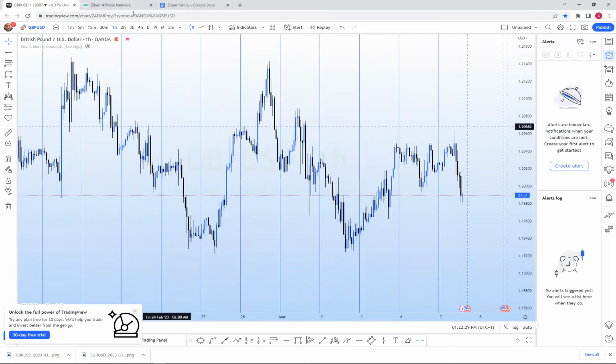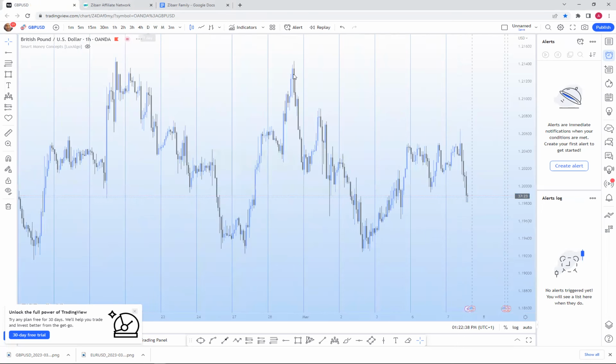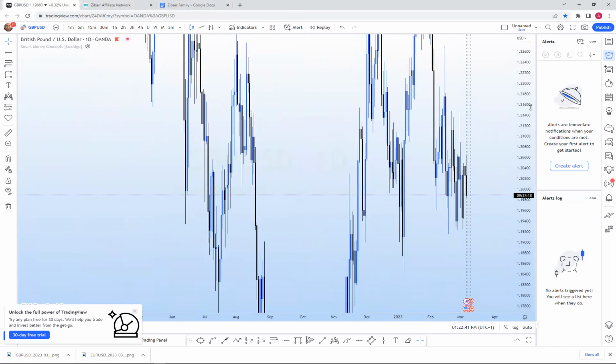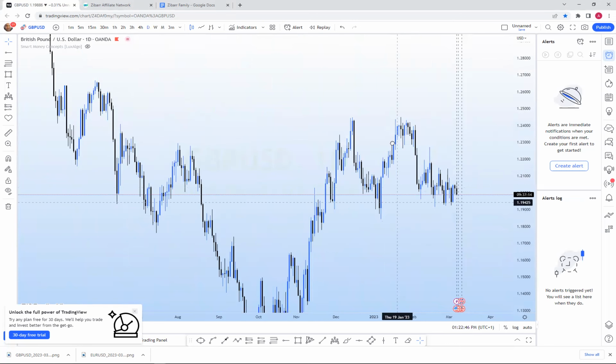So to get started, as a day trader, when you start your trading for the morning or for the day, you always want to see what the higher time frame is saying, because understanding what the higher time frame is saying gives you a clearer picture of what is happening on the lower time frame. So right now I'm on the daily.